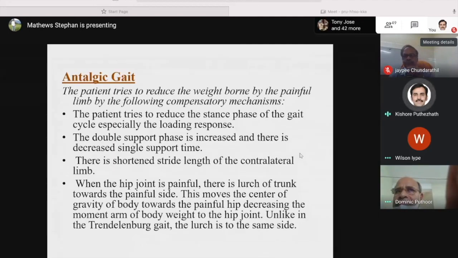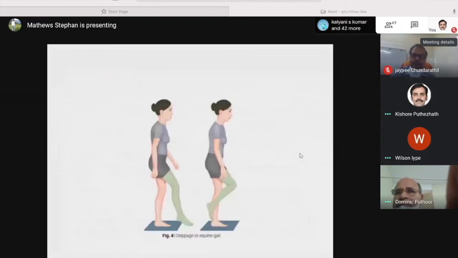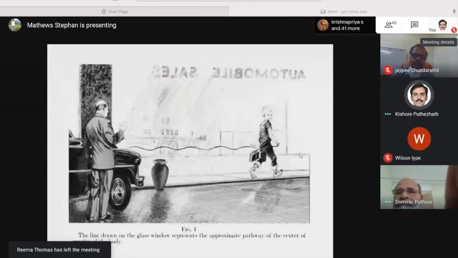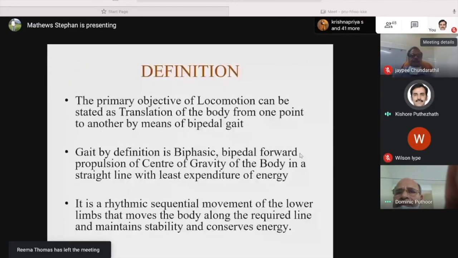You should know the definition of the gait also. It is biphasic, bipedal, forward propulsion of the center of gravity with minimal expenditure of energy with simultaneous movement of the trunk and the upper limb. So all these points are important.